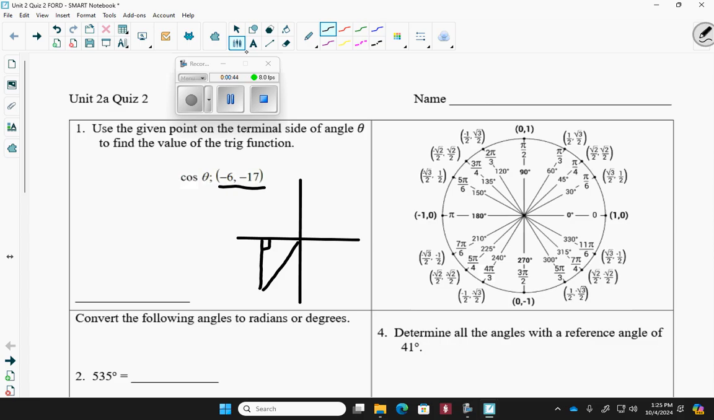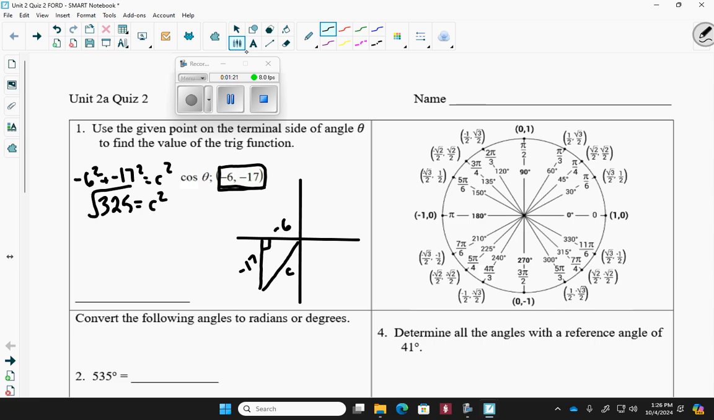So now also remember that these coordinates also double as the dimensions. So this is going to be -6, this is going to be -17. So you got to find C, you got to find our hypotenuse. All right, so remember we're going to basically say -6 squared plus -7 squared is equal to C squared. So when you do the math, it's going to be 325. So 325 is equal to C squared, which then we would square root.